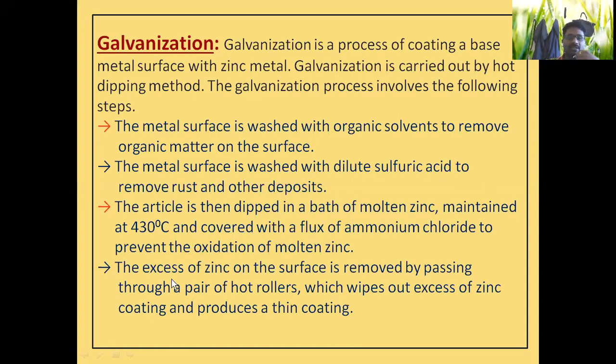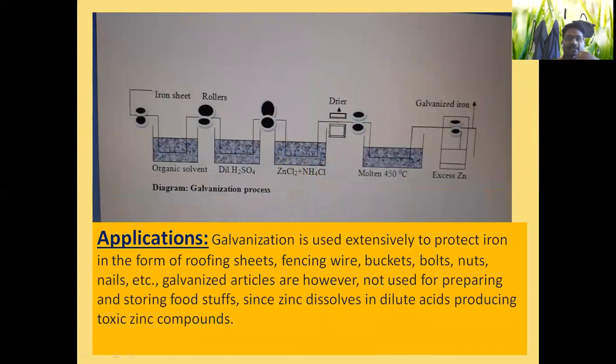So the last step is the excess of zinc on the surface is removed by passing through a pair of hot rollers, which wipe out the excess zinc coating and produce a thin coating finally. So let us take all these steps diagrammatically here. See what we have taken.